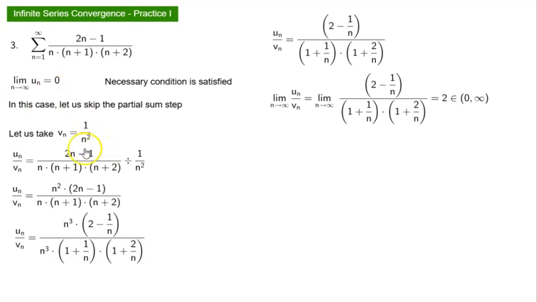So since U sub n is greater than 0, V sub n is greater than 0, that means the terms of U sub n and V sub n are greater than 0, and the limit of the ratio is a finite value. And we know the series 1 by n square converges. So since that converges, the series U sub n is also convergent.